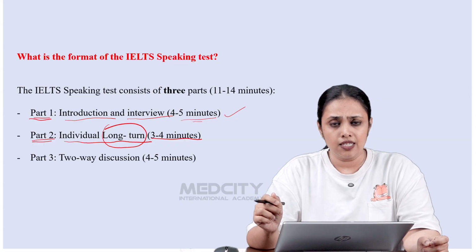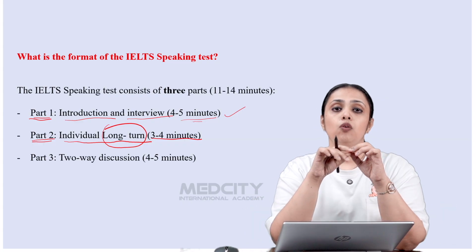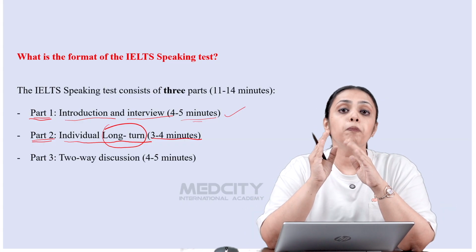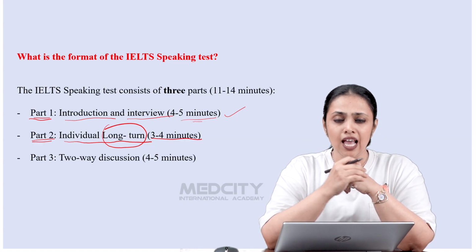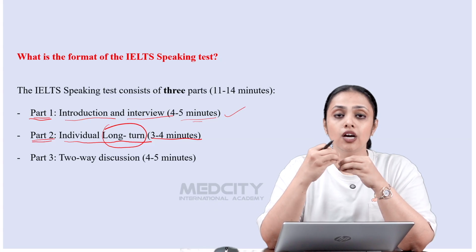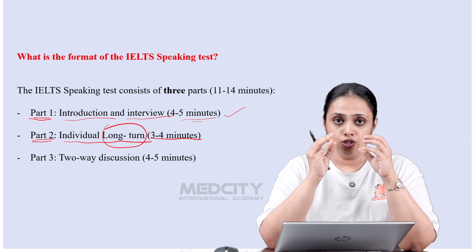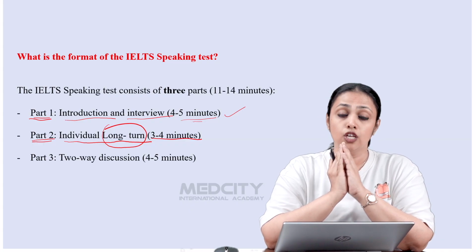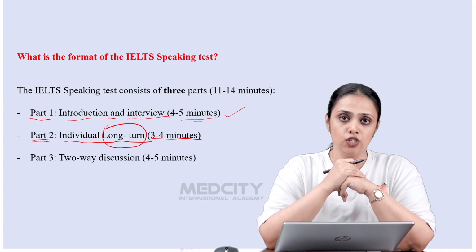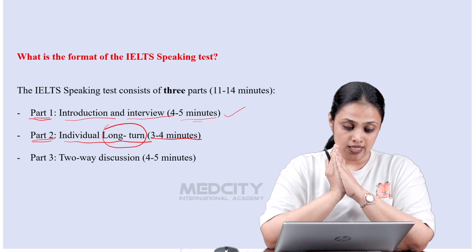Now, how does he do that? You'll be provided with what is called a cue card or a prompt card, which contains the topic on which you have to speak and some clues or hints regarding the same topic. So using those hints, you have to expand and speak for about 2 minutes. You'll be given 1 minute to prepare on the topic. That's how part 2 works.